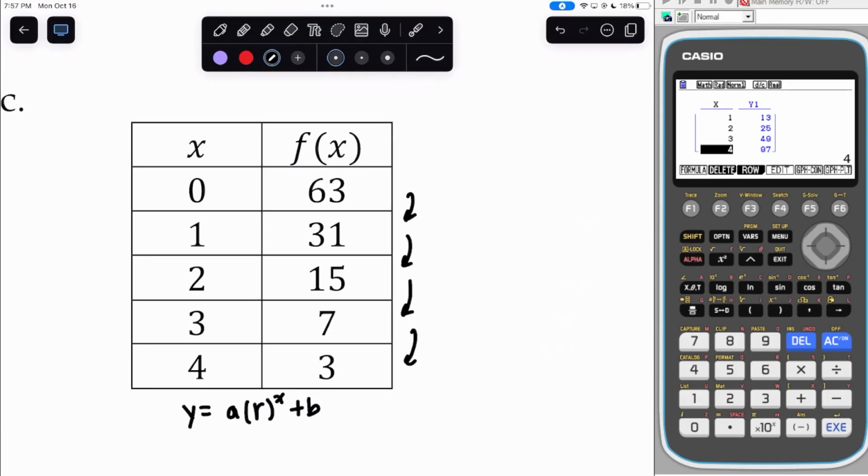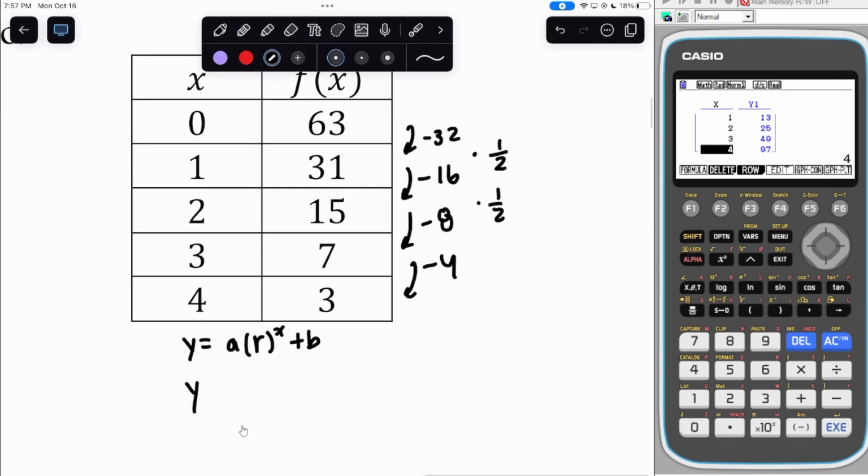63 to 31, I'll subtract 32. From 31 to 15, that's subtracting 16. From 15 to 7, that's subtracting 8. And then that's subtracting 4. And so based on my first difference, I can notice that I'm multiplying by 1/2 each time. And so at least doing that, this can give us our ratio. So I know what goes in for my base here.